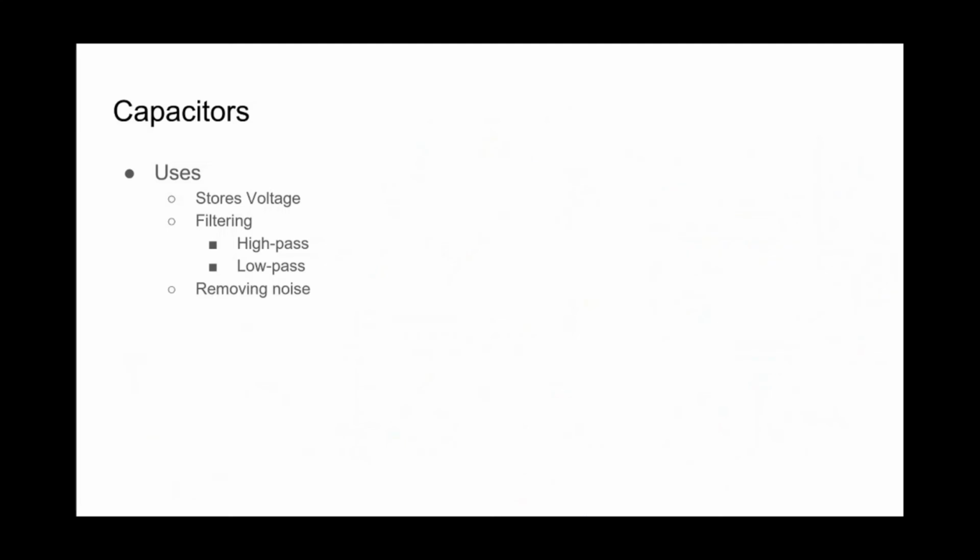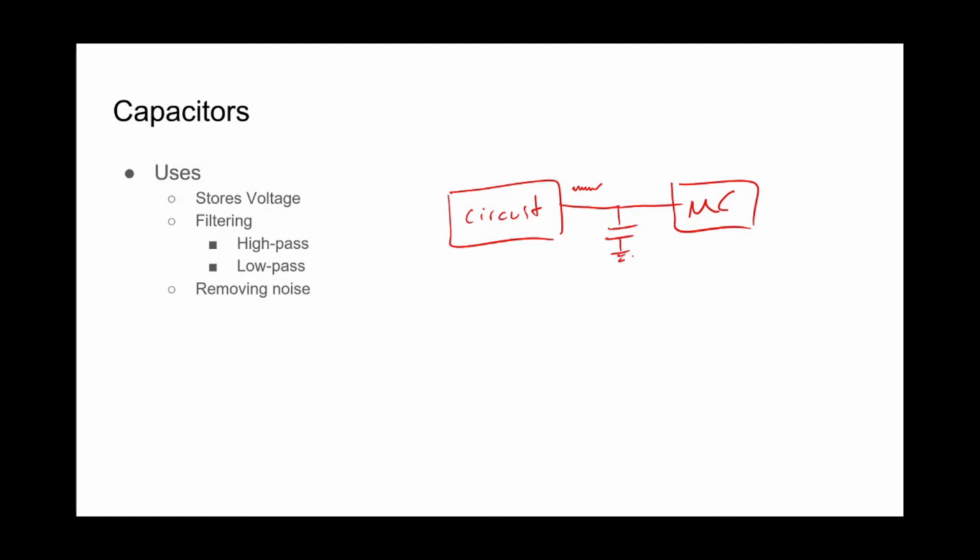All right, so removing noise. Now, if you think about it, noise is a high frequency signal. So if we have our circuit, and we have our microcontroller here, and this is a noisy signal. There's a lot of noise on it. The easy way to get rid of this is you put what's called a filtering capacitor right there.